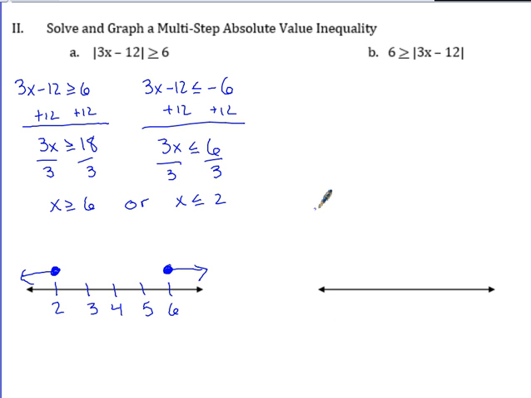Okay. Over here, we have 6 is greater than or equal to the absolute value of 3x minus 12. When you do these absolute value ones, we need to put the absolute value, or the variable, on the left side of the inequality. So the first thing that I'm going to do is take this and flip it so that it's on the left side. Now I want you to pause here and try to solve this, and come back and see if you get the same answer I do.